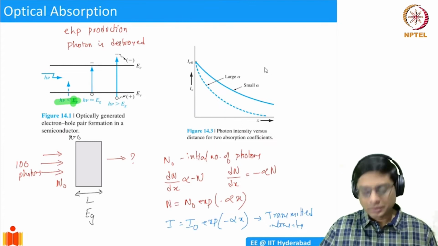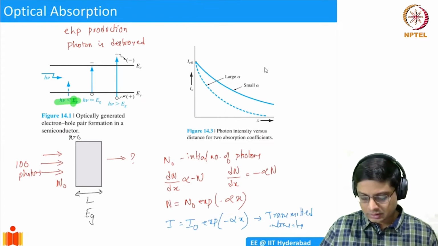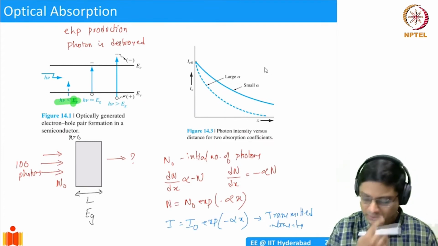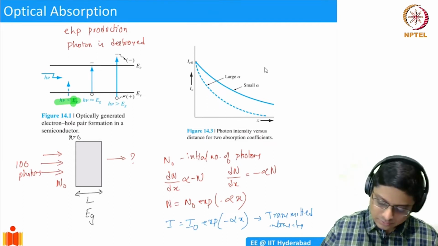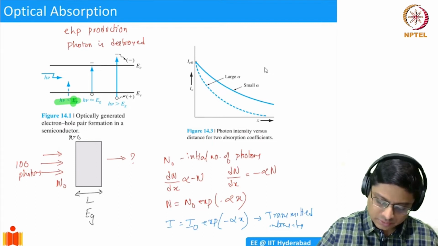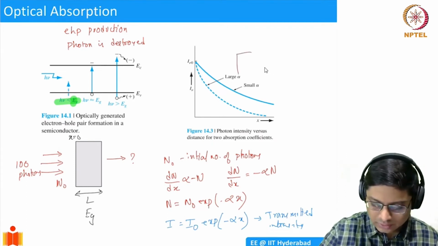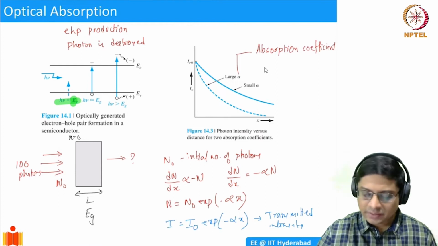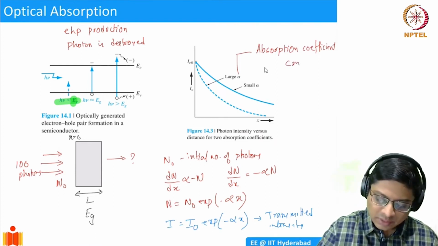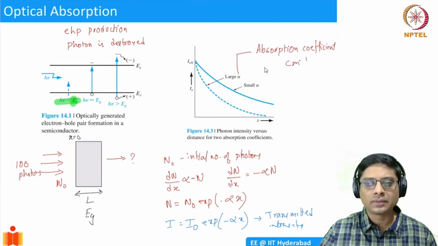Okay. Now we can plot this, and that is what is shown here for two different values of alpha. And this alpha, we'll call it the absorption coefficient, and its units, generally we will refer to them in terms of per centimeter.